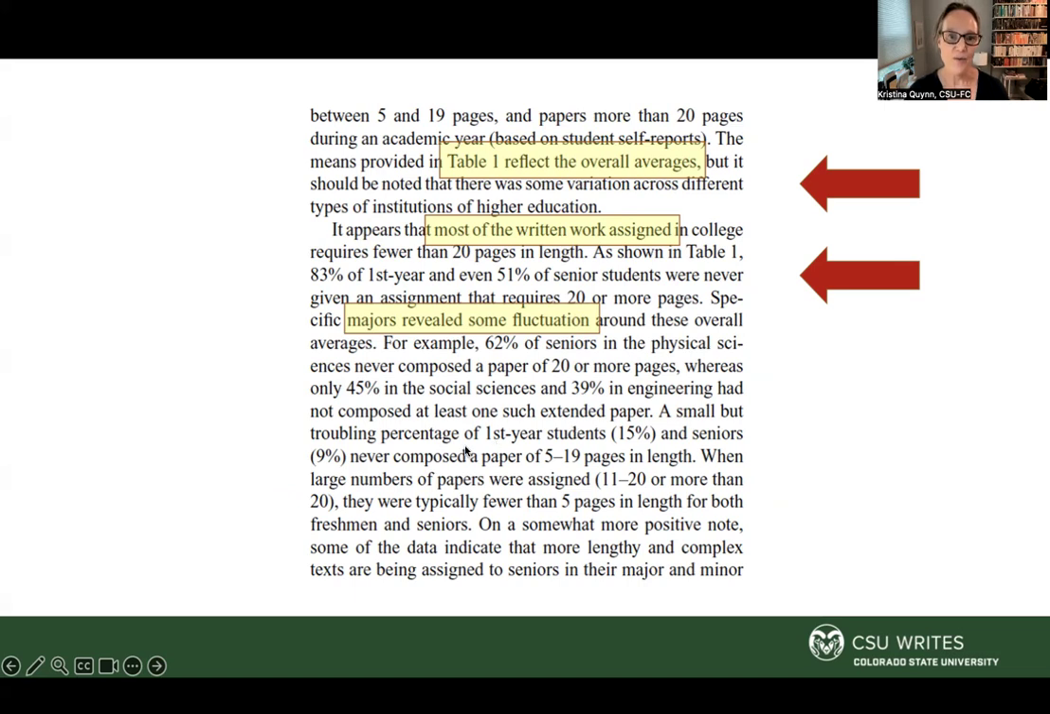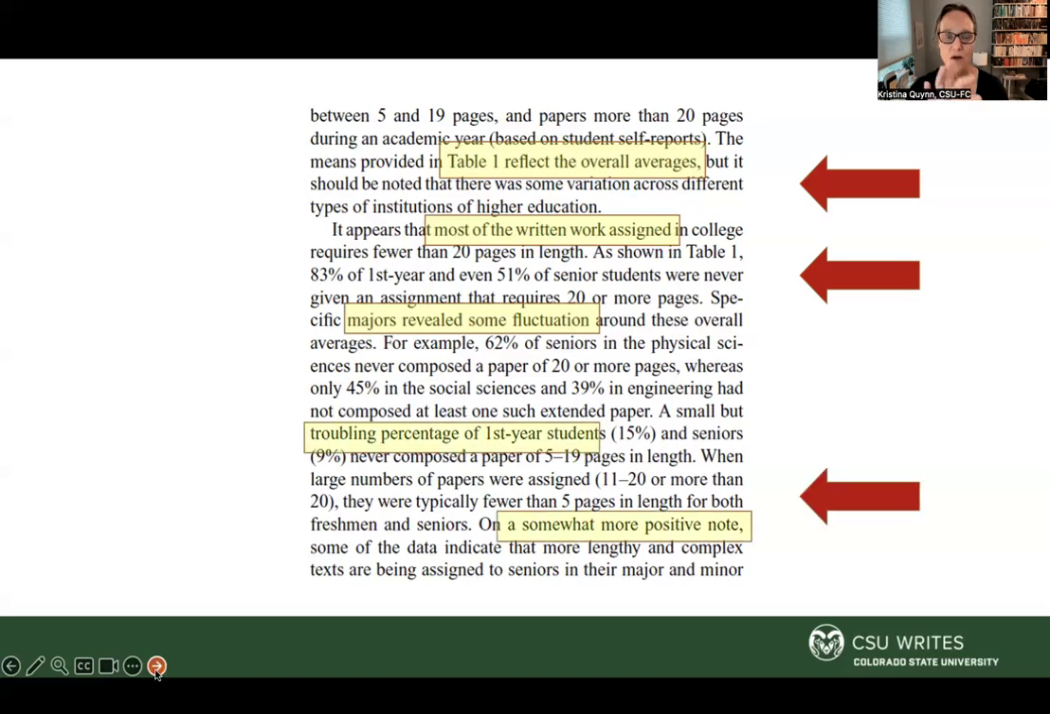A small but troubling percent of first-year students, 15%, and seniors, 9%, never composed a paper of 5 to 19 pages in length. When large numbers of papers were assigned, 11 to 20 or more, they were typically fewer than 5 pages in length for both freshmen and seniors. On a somewhat positive note, some of the data indicate that more lengthy and complex texts are being assigned to seniors in their major and minor areas.